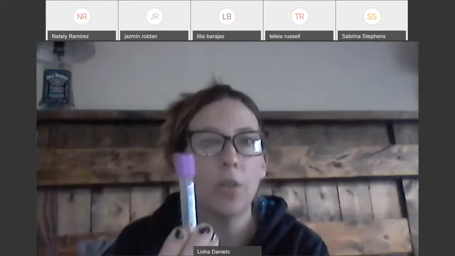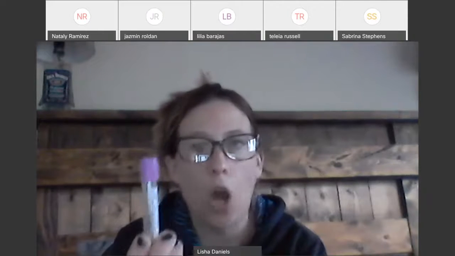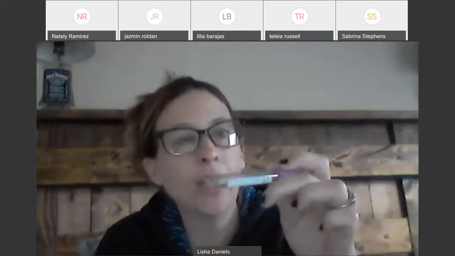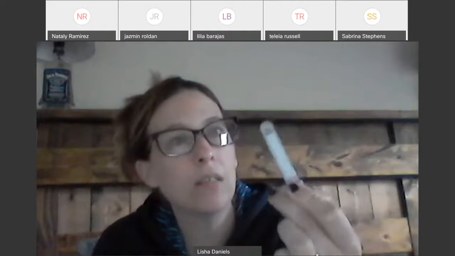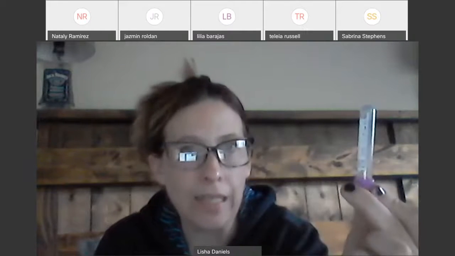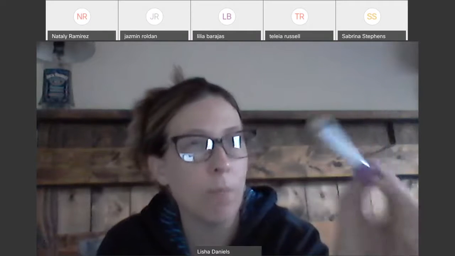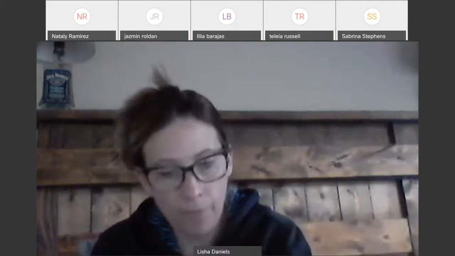All right. So this would be considered a lavender top, right? And then if you look, it has some substance in it. That's our EDTA, and I believe we will be reviewing that in this chapter in just a moment. But that's our lavender top, okay?